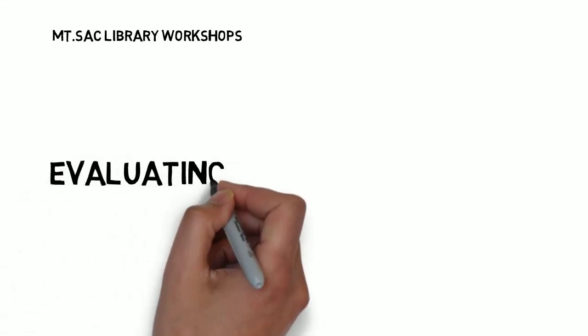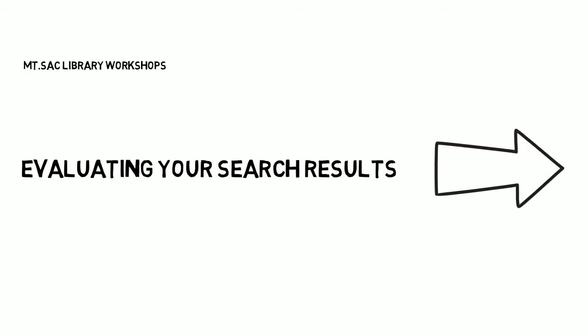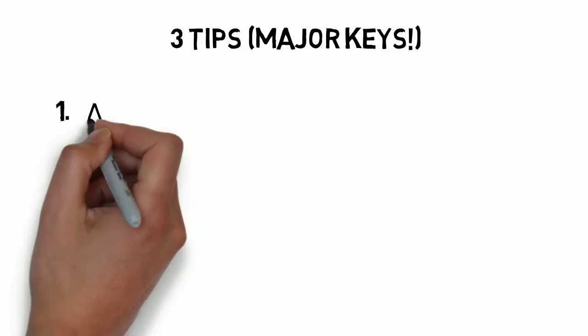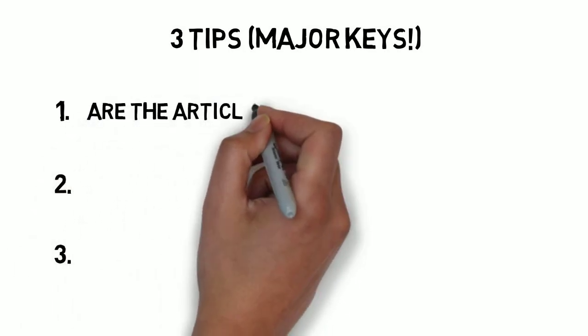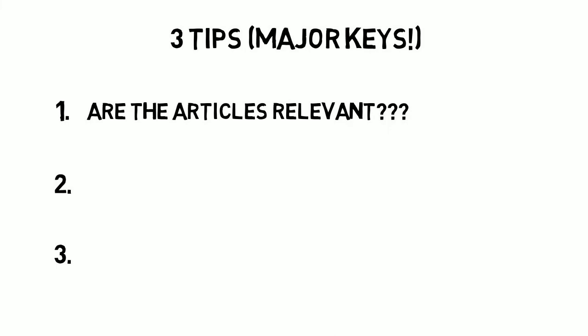Evaluating your search results. In this video, you'll learn 3 tips on evaluating your searches to determine if your results are useful. The first tip is to check if the articles are relevant to your topic. Read the abstract, or summary of the article, and look at the subject words.